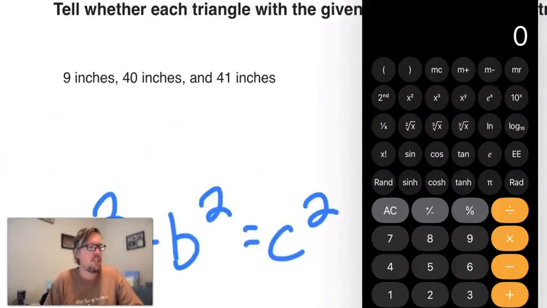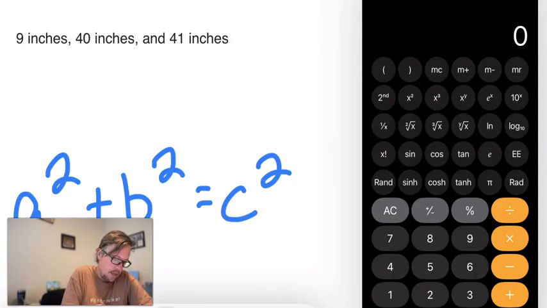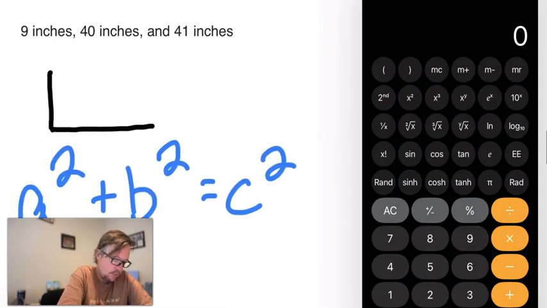Let's take a look at this first example here, where we've got three sides of the triangle, 9, 40, and 41. And what we want to know is, is this a right triangle? I don't know if it's a right triangle right now, so I'm just going to draw a triangle. I'm not going to put the right angle symbol on there because I don't know if it's a right angle yet.